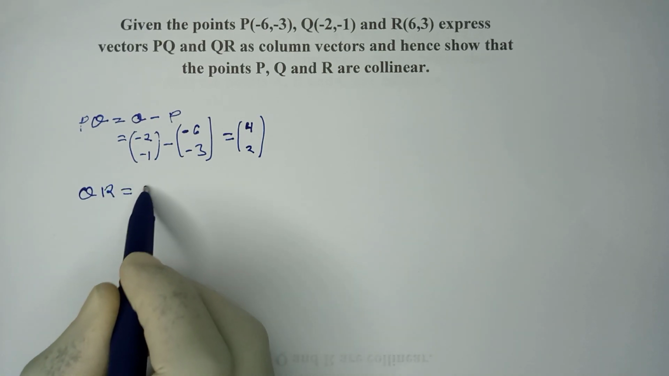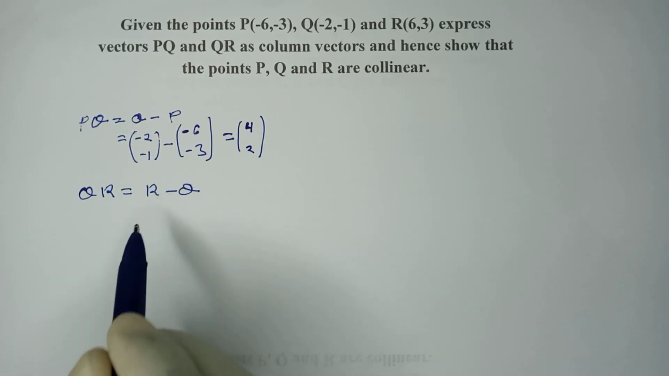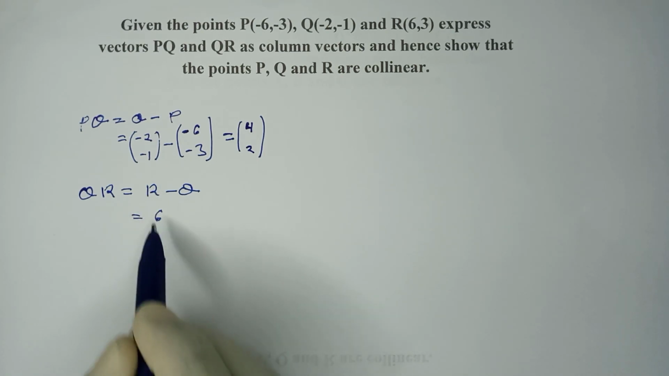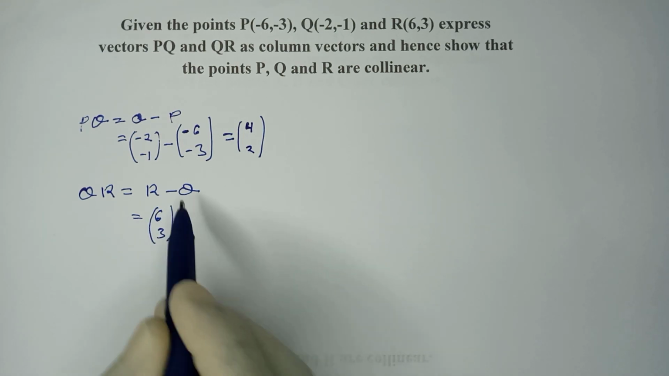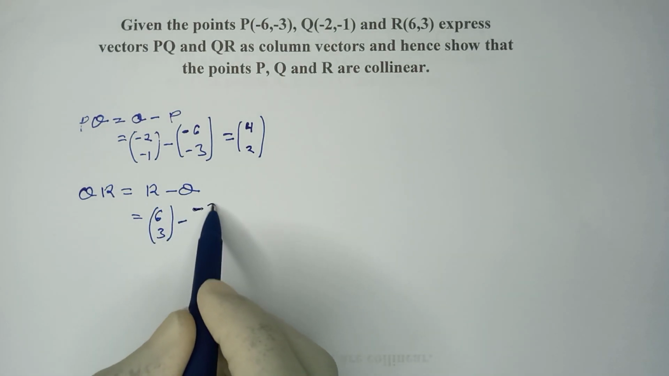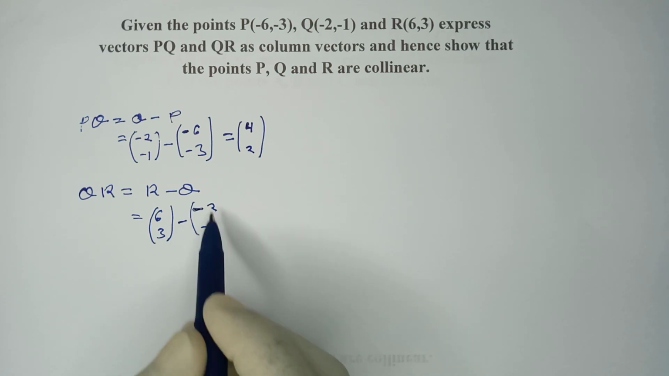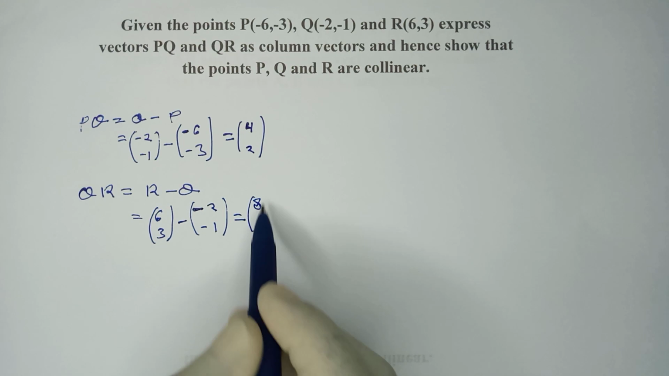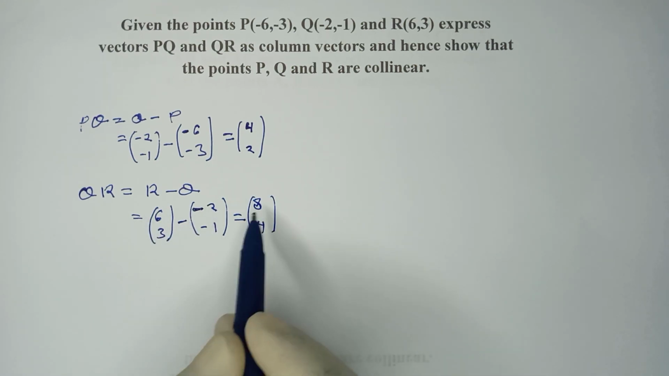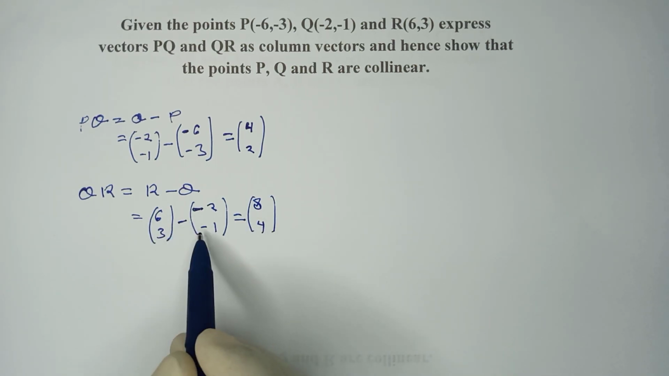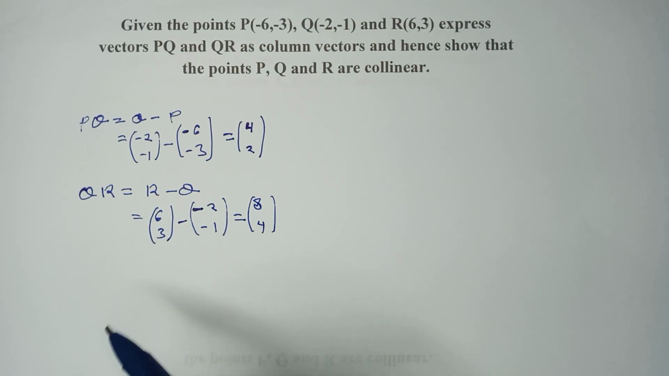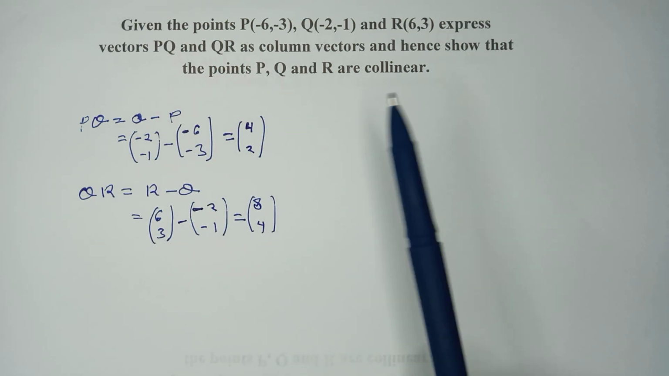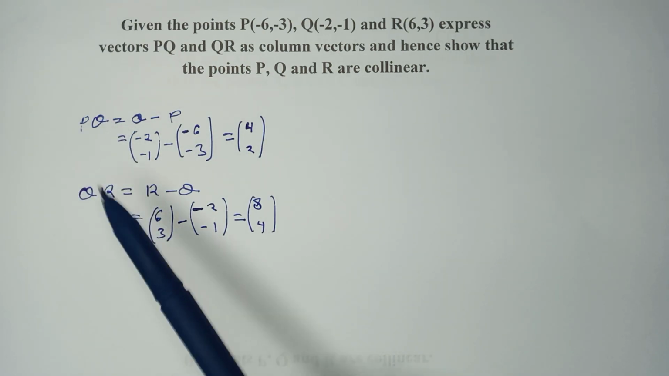Then you go to QR. QR, you take R minus Q. R as a column vector is (6, 3), minus Q as a column vector, (-2, -1). This gives you (8, 4). 6 minus -2 is 8, and 3 minus -1, that is 3 plus 1, is 4. So we have formed two vectors from those three points, vectors PQ and QR.